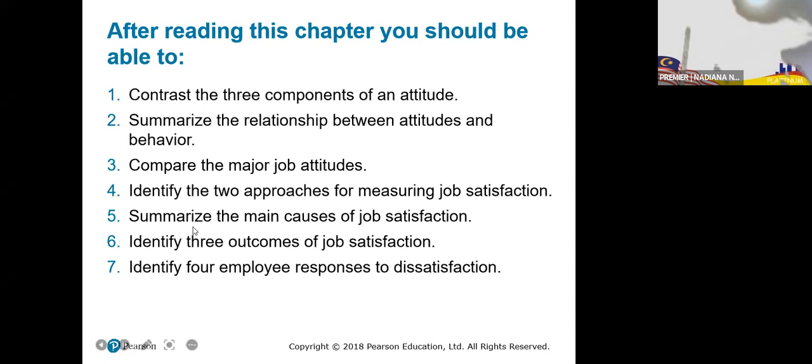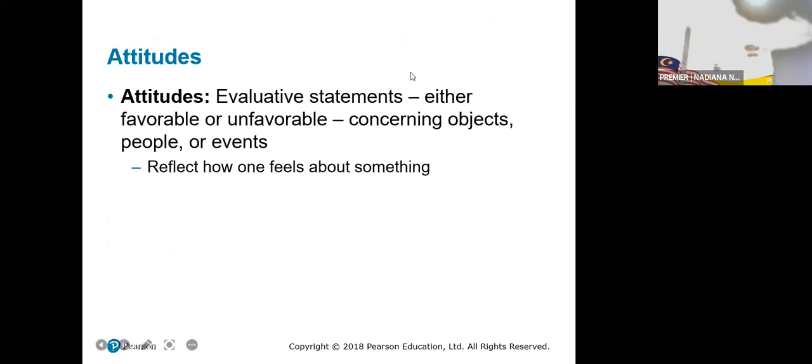Number 5, be able to summarize the main process of job satisfaction. Number 6, identify 3 outcomes of job satisfaction. And then last but not least, identify 4 employee responses to dissatisfaction. Okay, what is attitude?